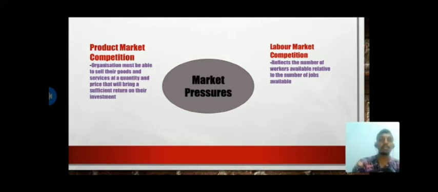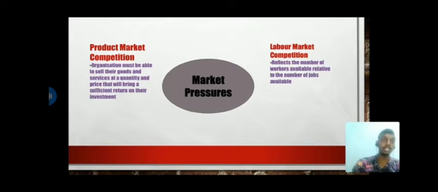In product market competition, an organization must be able to sell its goods and services at a quantity and price that will bring a sufficient return on their investment. It places an upper bound on labor costs and compensation. And compensation is typically money awarded to someone in recognition of loss or injury.